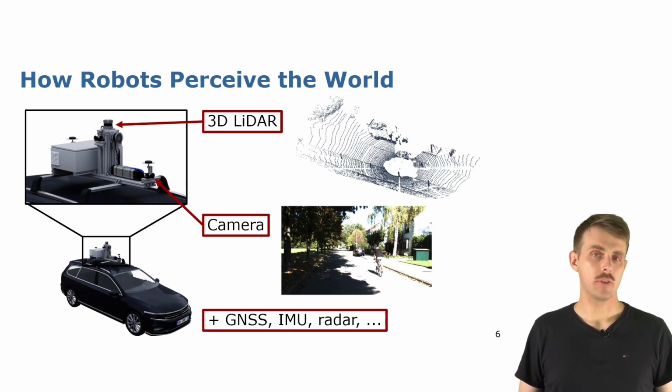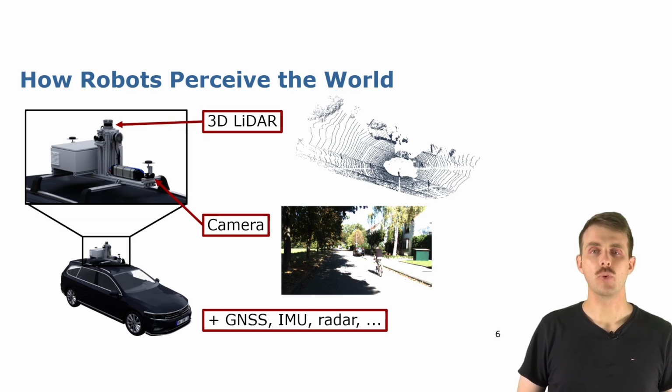We can also use other sensors like GNSS receivers, IMUs or radars, but today in this talk I will mostly focus on 3D LiDARs because they give us a precise 3D measurement and can also work under bad lighting conditions.